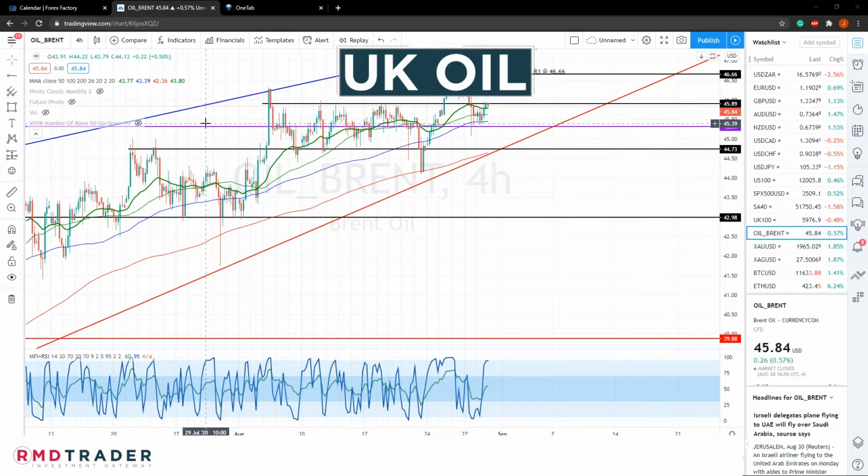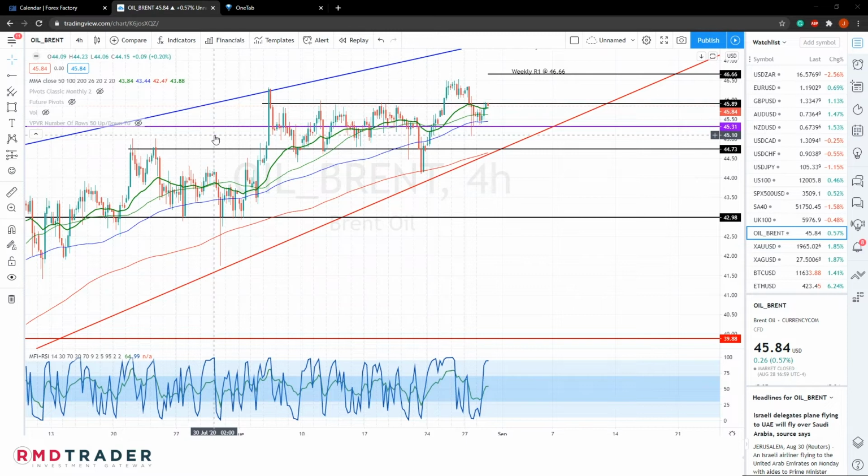Looking now at Brent crude oil, we saw our bullish scenario play out with price hitting our target at 46.50 last week. And currently the key levels to watch would be resistance at 45.90, so that is where price is currently trading and also closed on Friday, and support at 45.50. So those would be the key levels to keep an eye out for.